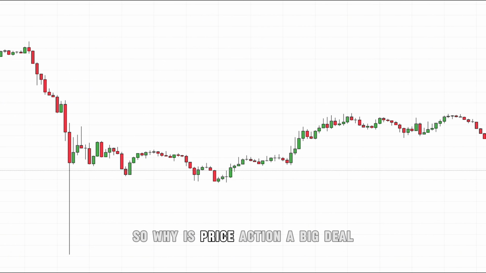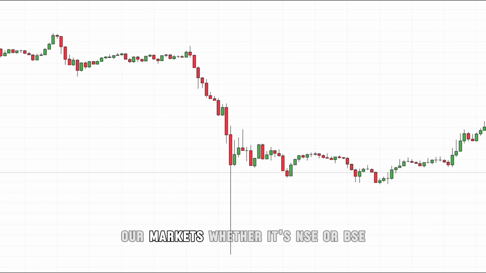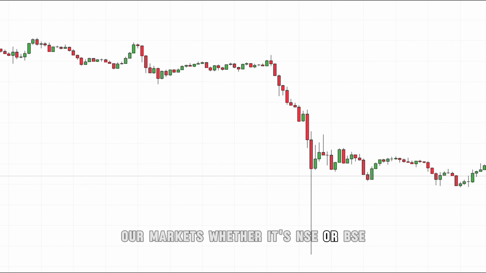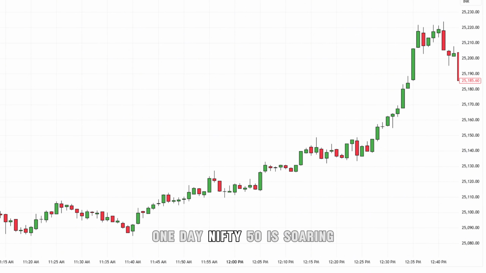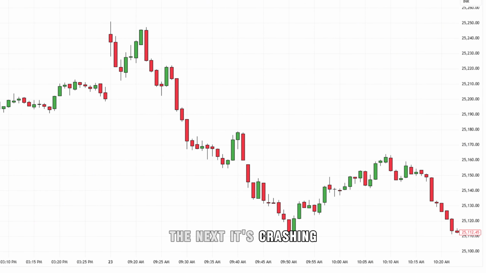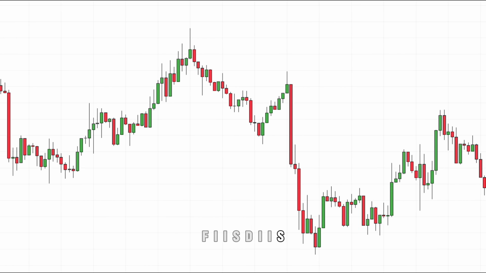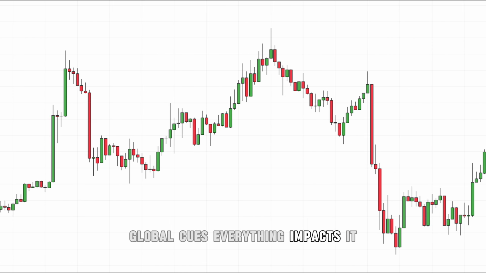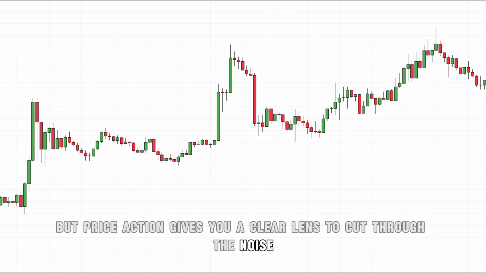So, why is price action a big deal, especially for us traders? Our markets, whether it's NSE or BSE, are super dynamic. One day Nifty 50 is soaring, the next it's crashing. News, FIIs, DIIs, global cues, everything impacts it. But price action gives you a clear lens to cut through the noise.